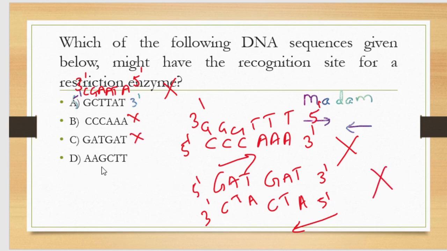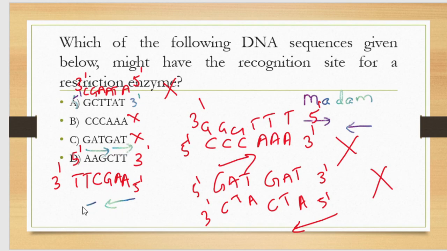Let's talk about the fourth option. Let us assume this is 5 prime to 3 prime. I'm writing its complementary strand now: A, A, G, C, T, T. This is 3 prime. Now read it from 5 prime to 3 prime. You see that it is AAG here, and here also it is AAG. CTT here, and here also it is CTT. So the fourth option is the correct answer.